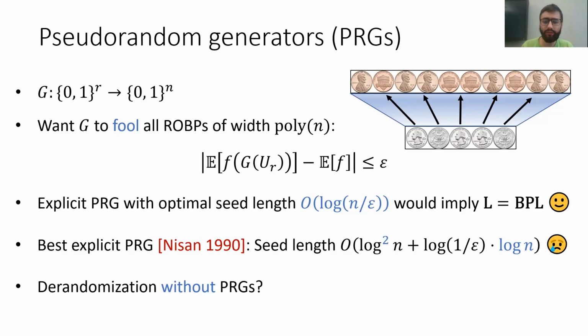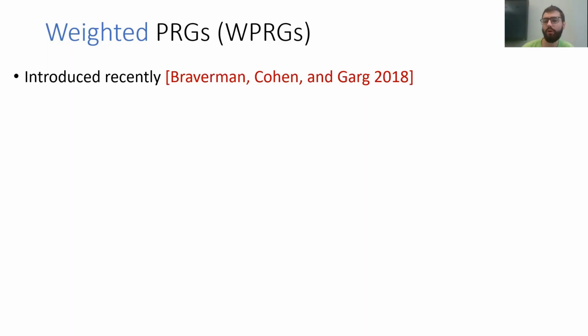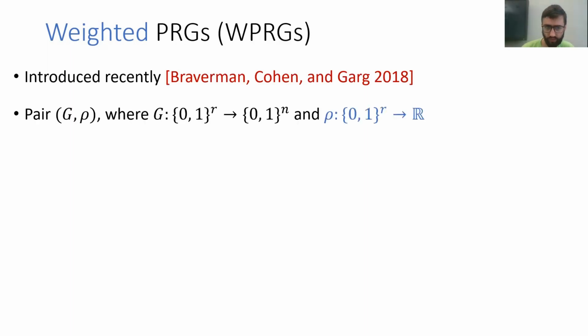In particular, this motivates us to consider some relaxations of the concept of pseudorandom generators that are hopefully easier to construct. So today I'm going to be talking to you about one particular generalization of the concept of a pseudorandom generator, something called a weighted pseudorandom generator, which is a concept that was introduced a couple of years ago by Braverman, Cohen, and Garg. The definition is we have a pair now, (G, rho). G is still this function that maps r bits to n bits. And now rho is a function that assigns a real weight to each seed.